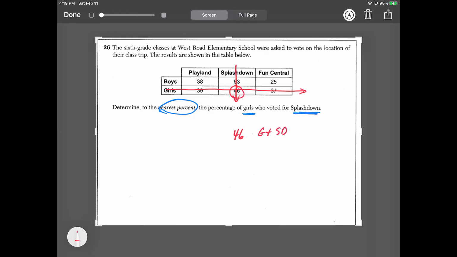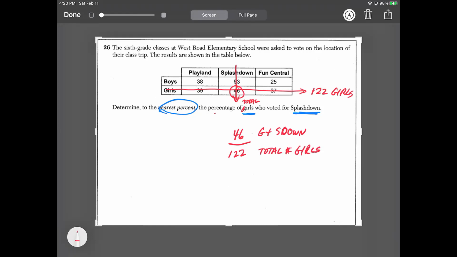Now, I need to find the percentage of girls. So I need the total number of girls. So the total number of girls would just be this number here. So it'd be 39 plus 46, that would be 85. And then 85 plus 37 would be, let's say 85 plus 40 would be 125 minus 3 is 122. All right, so there's 122 total girls. So that's what I'm going to divide by. So this is Splashdown, right? Girls who voted for Splashdown, and this is the total number of girls. Okay, that's the two things that I need.